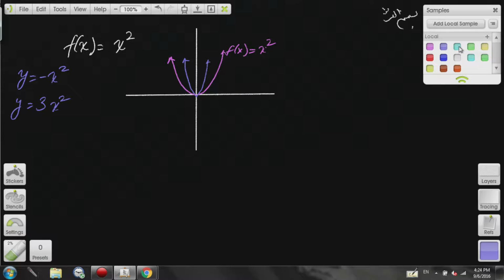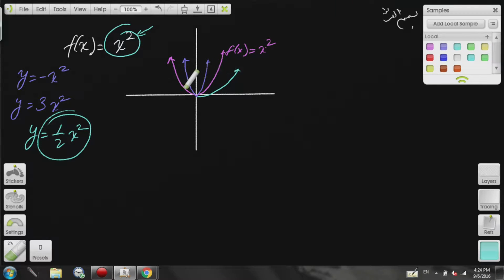Okay, how about this one? y equals 1/2 x squared. Would you rather be paid this? Would you rather be paid this? Yes, you'd rather be paid that. Because this is less money. It's going to go up slower. So this graph is going to be fatter like this. I didn't draw that properly, but you get the idea. It's like that. Let's go up slower. Okay, y equals 1/2 x squared. Let's draw that. Let's see what happens.